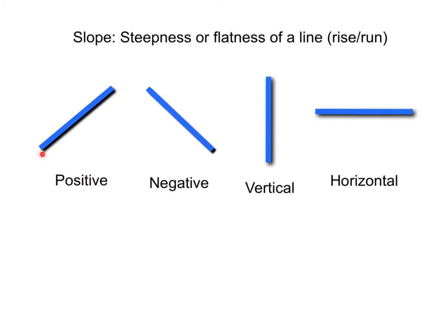So remember, we read left to right. So if you're reading this graph left to right and it's going up, it's positive. If you're reading left to right and it's going down, it's negative. And then there's also vertical and horizontal slope, which we talked about a little bit in the last section.